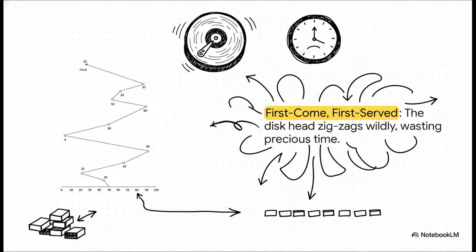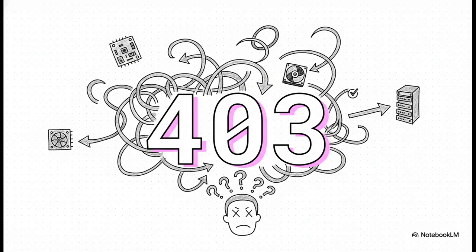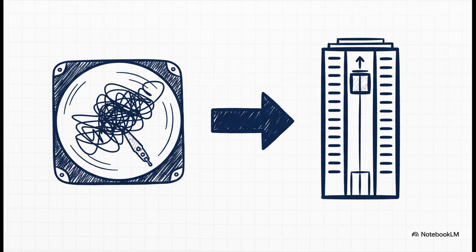Sounds fair, right? Well, in practice, it's a disaster. The head just zigzags wildly all over the disk, from the inside to the outside and back again, wasting a massive amount of time just traveling between points. And to put a hard number on it, that chaotic path resulted in 403 units of head movement. That is a lot of wasted motion. And for you, the user, that just means a lot of waiting around. There has to be a better way. And of course there is.